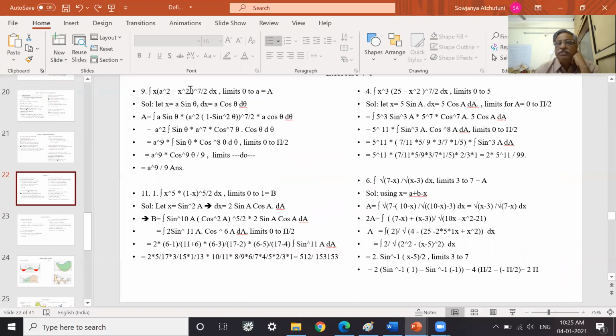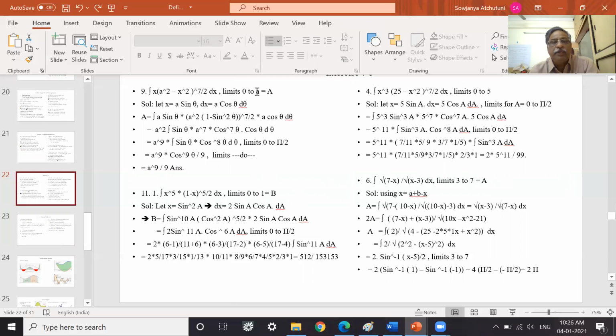Integral x into a square minus x square whole to the power of 7 by 2 dx, limits 0 to a. See here, I want to convert it into an easy form. So if I put x is a sine theta, then I can get a square minus a square sine square theta, so a square cos square theta. So this will be simplified for me. But here you see, I cannot put x is sine theta because the limits are 0 to a. So x varies from 0 to a. If I put x is only sine theta, then my maximum limit of x is 1 plus or minus 1.